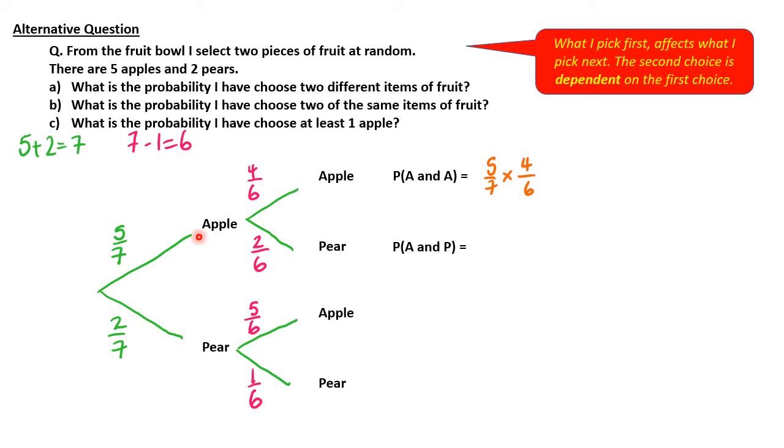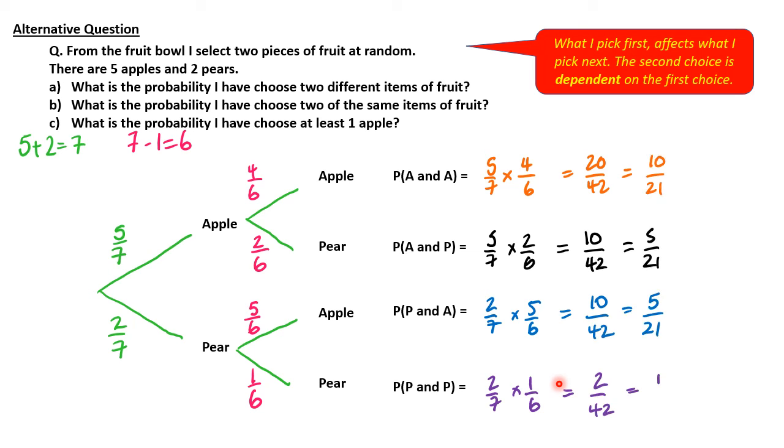I could go apple first and then a pear, so that would be 5/7 times 2/6. I could go a pear and then an apple, so 2/7 times 5/6. Or I could go pear and pear, so 2/7 times 1/6. And we'd need to work out all our fractions and multiply those together, and you can do that in your own time. So that's planning out all the different things that could happen.